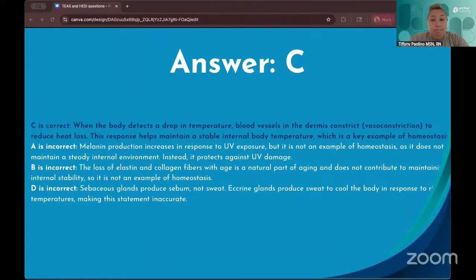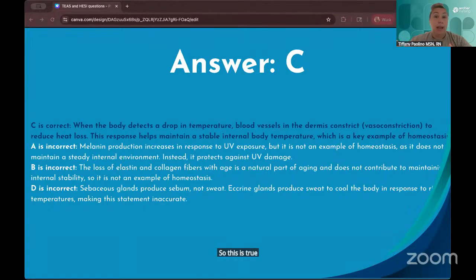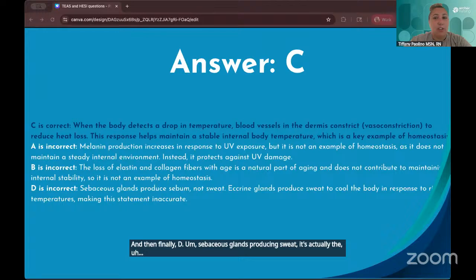Option B, the natural aging process, right? We naturally lose elastin and collagen, but that doesn't really contribute to internal stability. Homeostasis is all about balance. So this is true, it is something that happens, but it's not considered homeostasis. And then finally, D, sebaceous glands producing sweat. It's actually the eccrine glands that we just learned about in the previous question. That is the gland that handles sweat production.